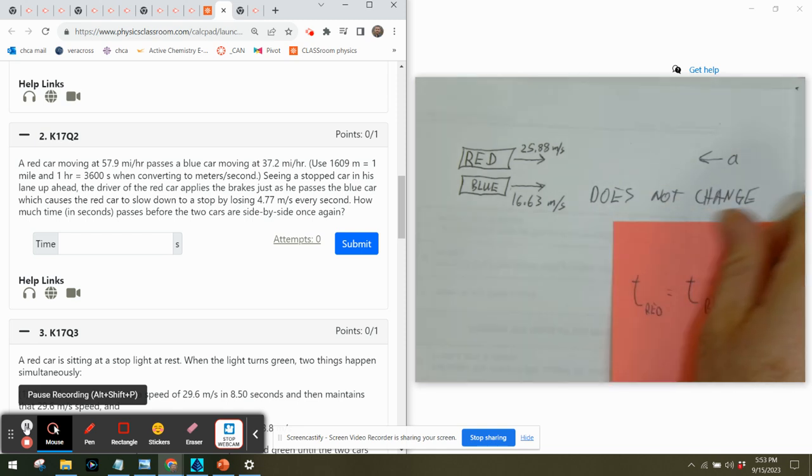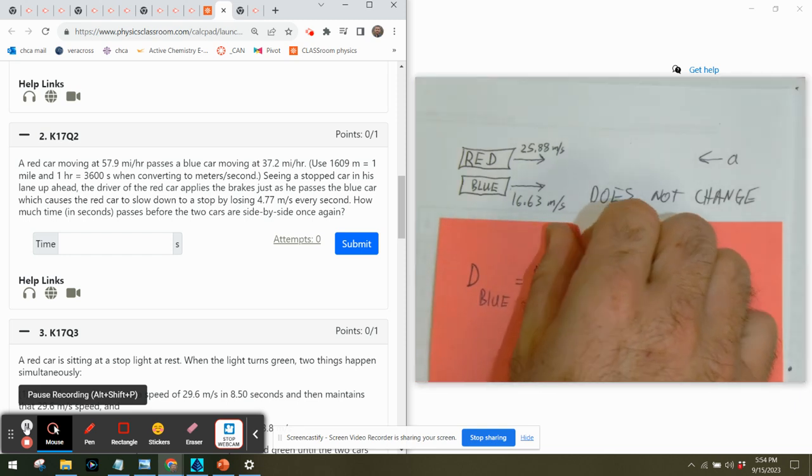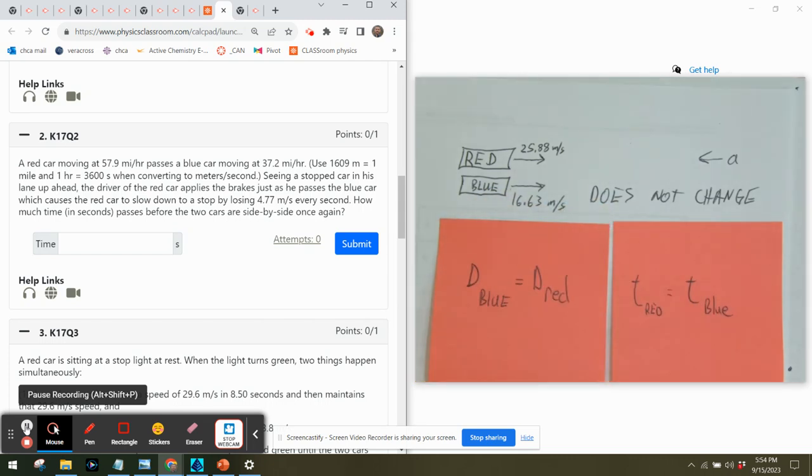and that is to realize that the time that is going to be spent on the red car until it passes the blue car is identical to the time of the blue car. So obviously we're trying to figure out when are they going to meet again. The times for each of them would be the same. Likewise, the distances traveled for each of them would be the same.